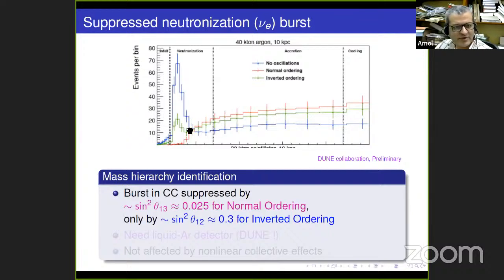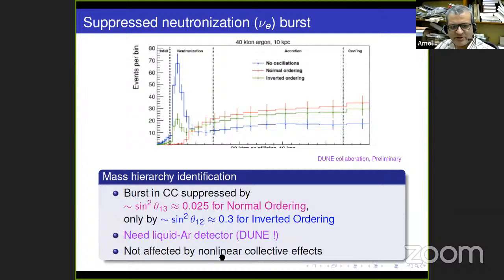Okay, that's quite a big thing. However, to do that, we will need a liquid argon detector like DUNE to find out this burst. So time resolution should be very quick. It should be within a few milliseconds, which is of course very easy for you. And as I said, it's not affected by collective effects. So this is quite fun.